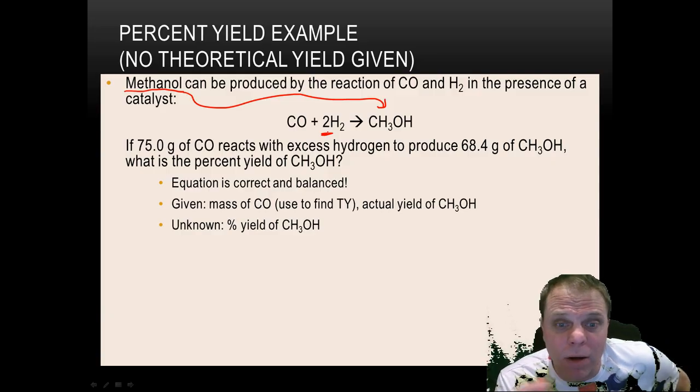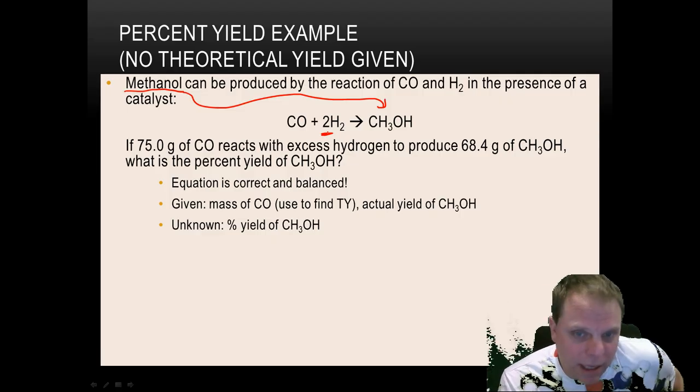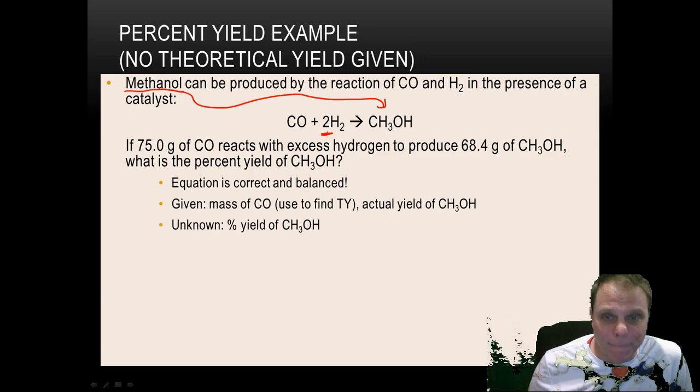All right, so now what's given? The mass of carbon monoxide, and I'm going to use that to find the theoretical yield, and then the actual yield of methanol. Unknown is the percent yield of methanol. That's what I've got to find. Okay, no problem. I can do that.